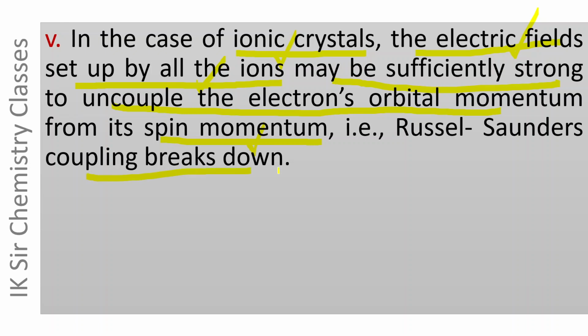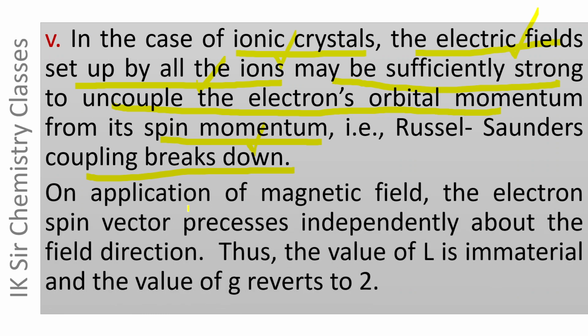Russell-Saunders coupling breaks down. In such cases, on applying magnetic field, the electron spin vector precesses independently about the field direction, and the value of L is immaterial. In such cases, the value of g reverts to 2. In ionic crystals, where LS coupling breaks down due to electric fields produced by ions, the value of g is approximately equal to 2.